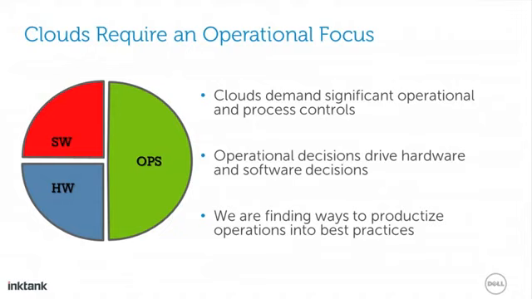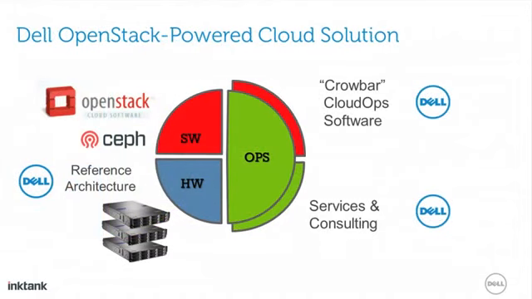What happens if you have to patch an operating system? What happens if you have to update all your changes in production? All of that is operations, and it requires significant focus on those operational controls in production. And those decisions around what you do in operations drive your hardware and software decisions. We have done a lot of work at Dell, and we'll talk about that because Crowbar encapsulates some of those best practices. So this is how the current solution looks.